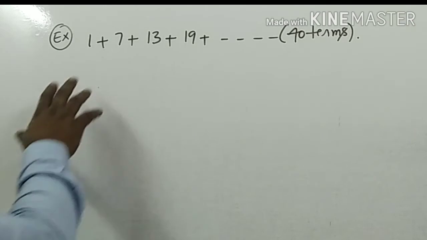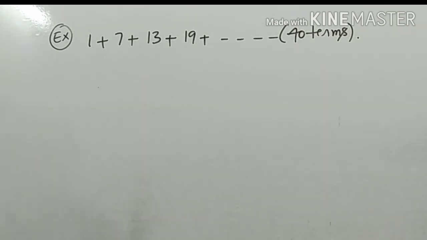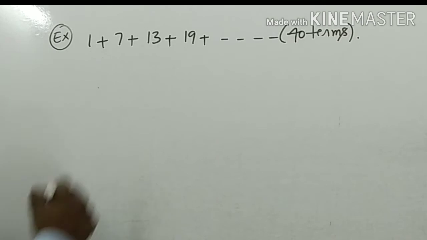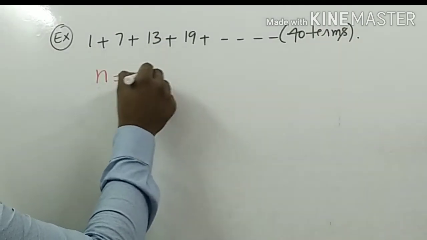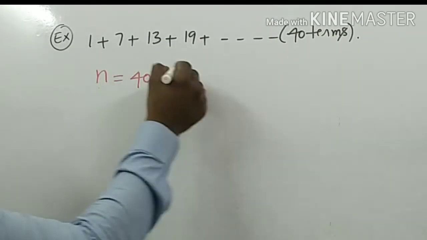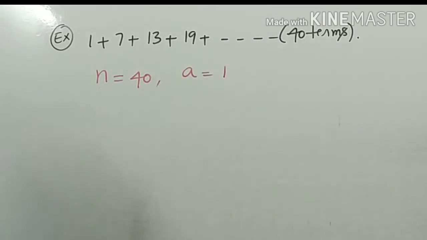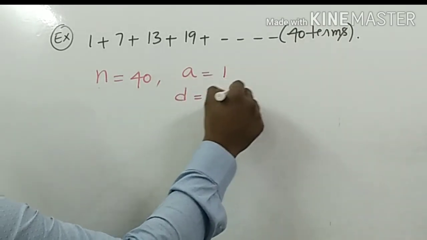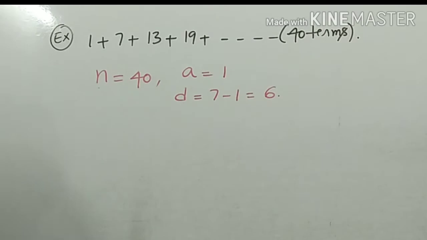Now the first question: 1 plus 7 plus 13 plus 19 plus so on. 40 terms. If you add 40 terms, how many terms? 40 terms. What is its first term? 1. What is its common difference? 6. Then, if you add 40 terms, what is the answer?